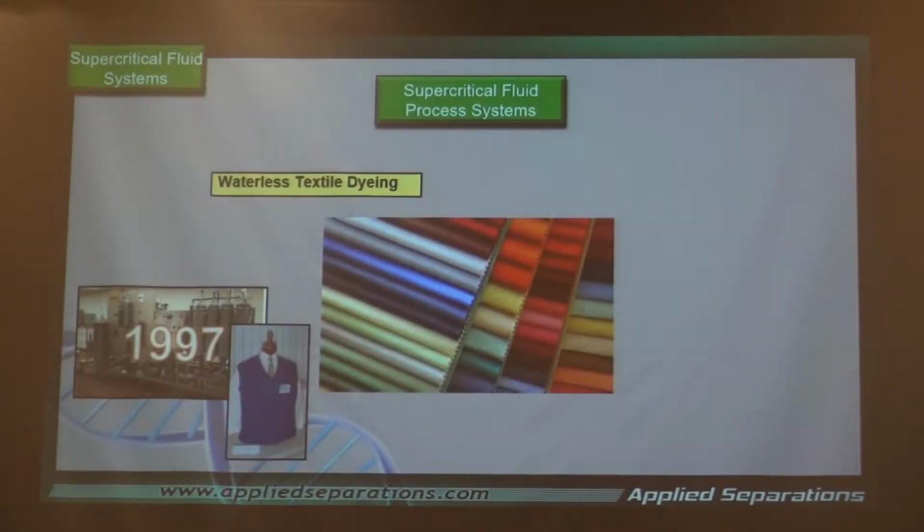We have a big effort right now in waterless textile dyeing. That is, the fabric goes in dry, it is dyed with supercritical CO2, and then it comes out perfectly dry. We have a big effort doing that right now. It seems rather unusual, but now instead of doing an extraction, and this is the important part, we are not doing an extraction, we are dissolving the dye in the supercritical fluid, and it is then being deposited in the textile. Completely, totally environmentally friendly, it uses no water.